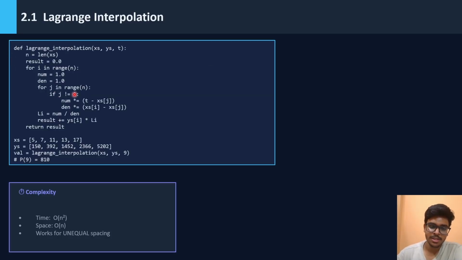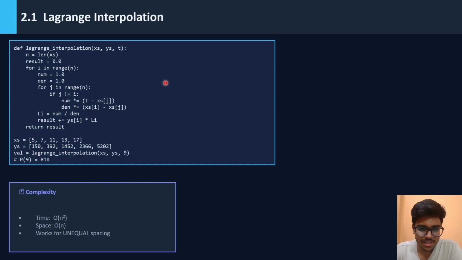Lagrange interpolation. In Lagrange interpolation, the polynomial is formed using all given data points. In the code, first the number of points is stored in n and result is initialized to 0. Then the outer loop runs for every data point. Inside it, two variables, num and den, are used to calculate the numerator and denominator of the Lagrange basis polynomial.